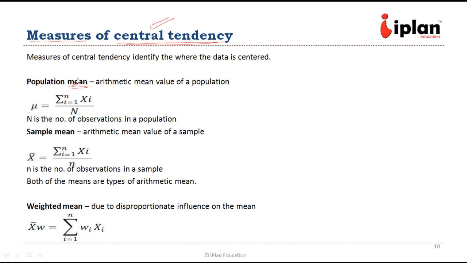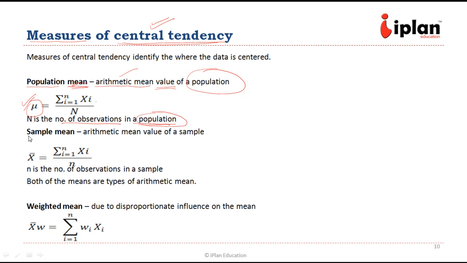Though mean could be arithmetic mean, geometric mean, or harmonic mean, generally when we say mean, it refers to arithmetic mean only. So the first measure is population mean, that is the arithmetic mean value of the population. The formula is sigma xi divided by n, the summation of all the values divided by the number of observations in the population. We need to be careful that we are using the number of observations in the population itself, and the population mean is represented by mu.